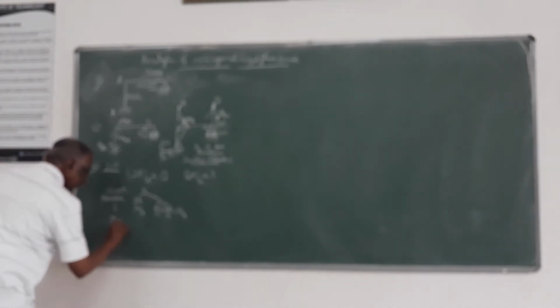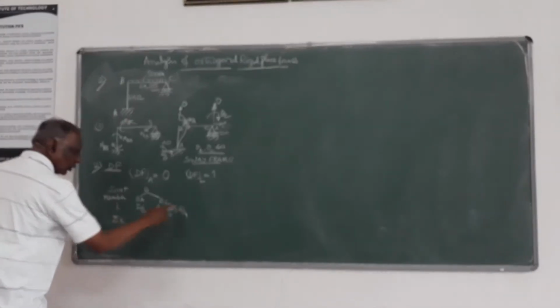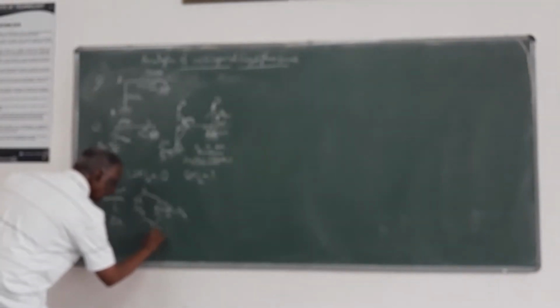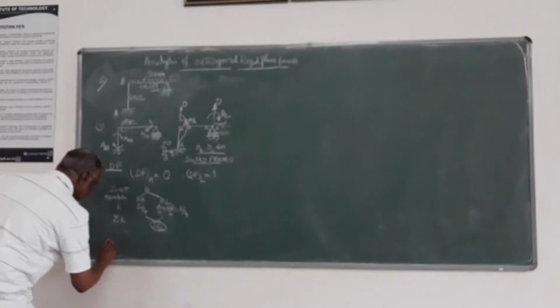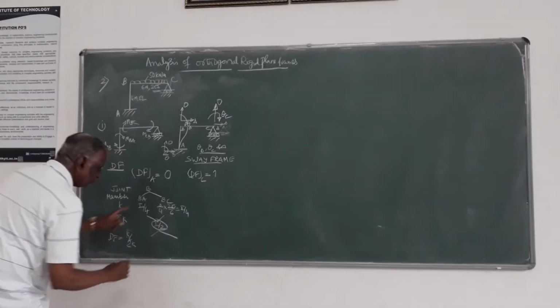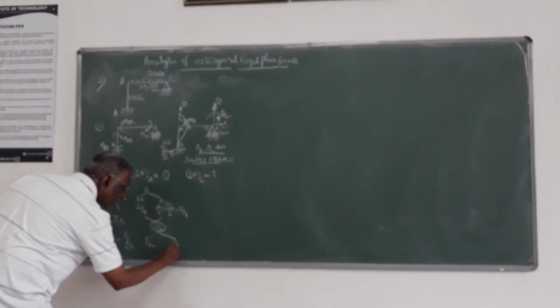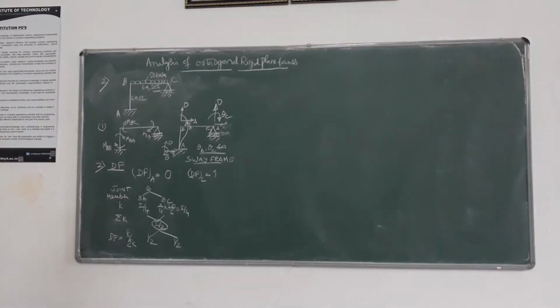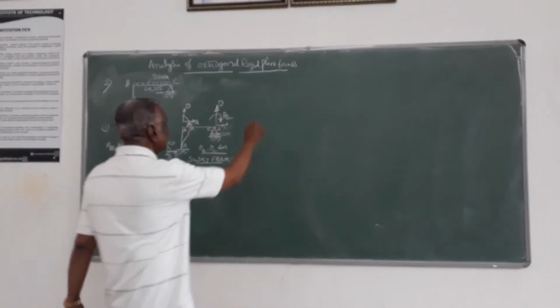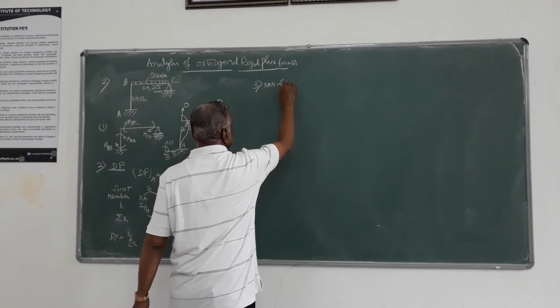So total stiffness K, that is KBA plus KBC, is I by 4 plus I by 4, which is I by 2. And distribution factor is K by sigma K, that is I by 4 divided by I by 2, that is half. Here also it is half. So that is about the distribution factors. Next, third step, non-sway analysis.